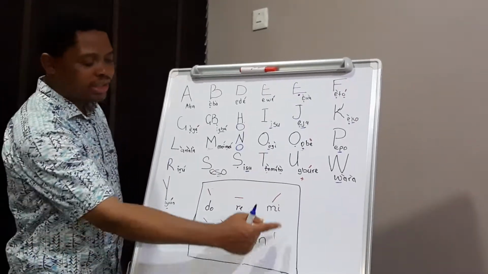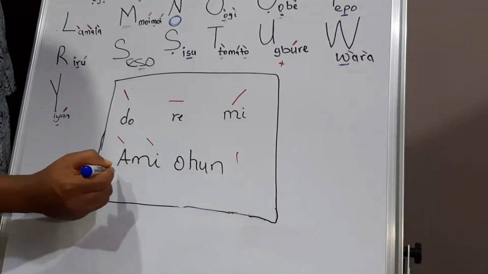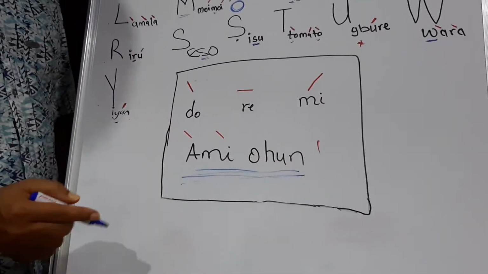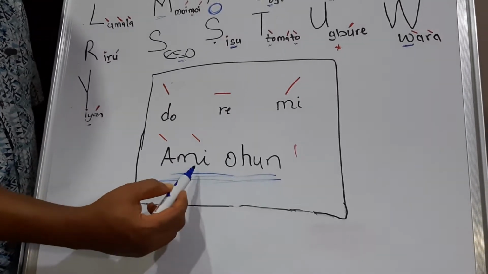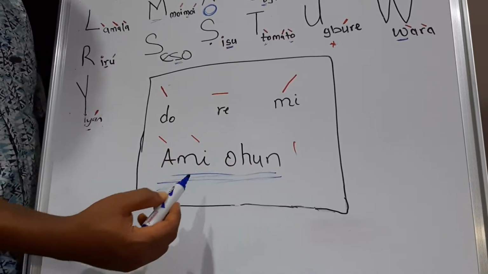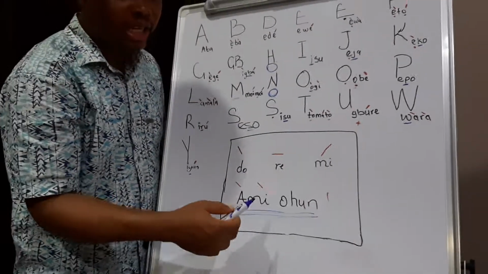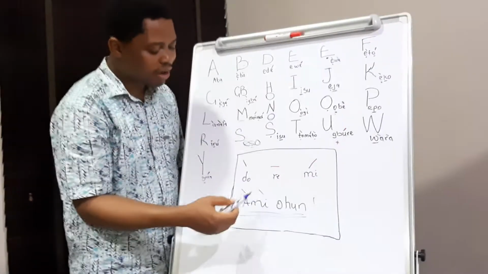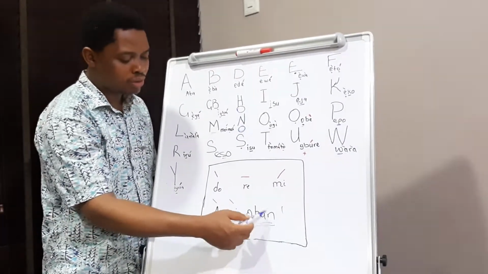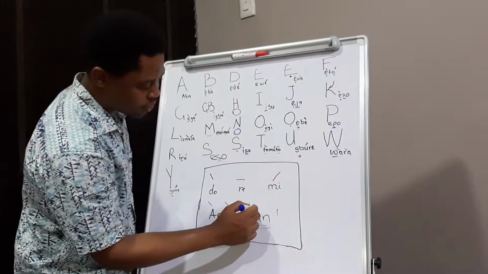So all these signs signifying sound is what we call ami in Yoruba language. Ami means sign and it is sound. Starting from ami itself, let us see how the sound goes. You see ami: do, re, do.